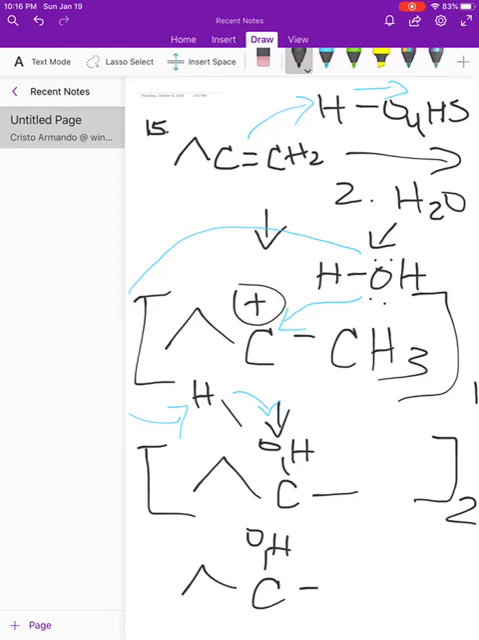I just realized this is supposed to be an alkene. Sorry, guys. Sorry about that.